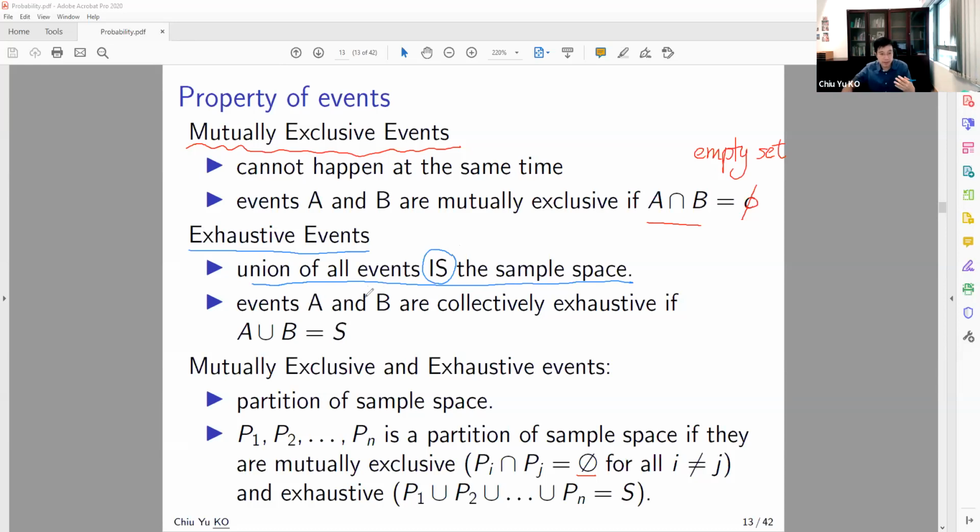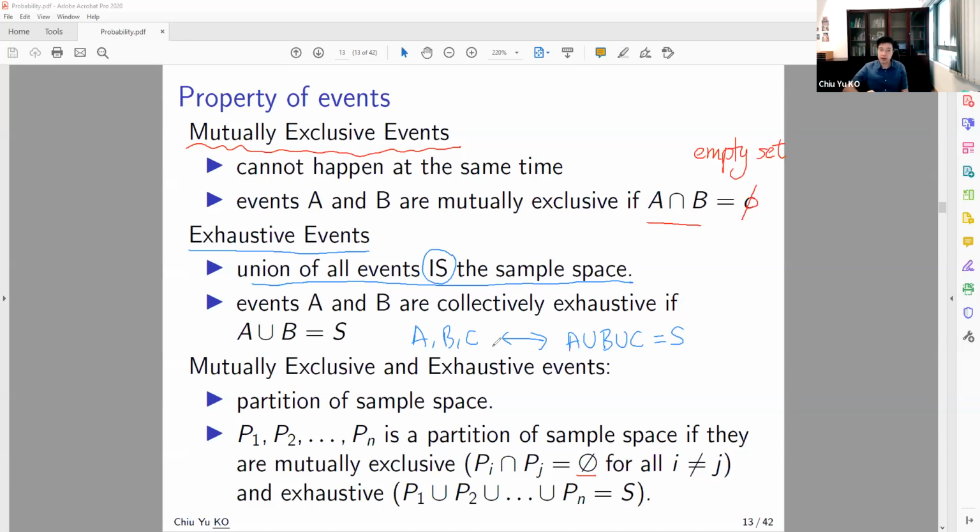We will call A and B exhaustive or collectively exhaustive if A union B, A or B, will be the sample space, okay? You can allow A, B, and C to be exhaustive, then it means A union B union C is equal to S, okay? So that would be the same thing. More than C, it can be A, B, C, E, F, G, that is fine.